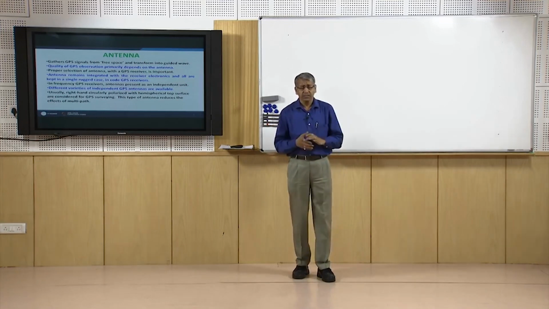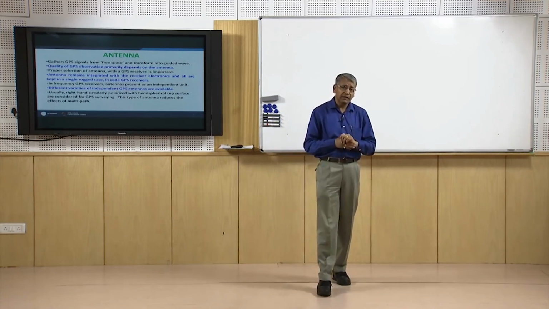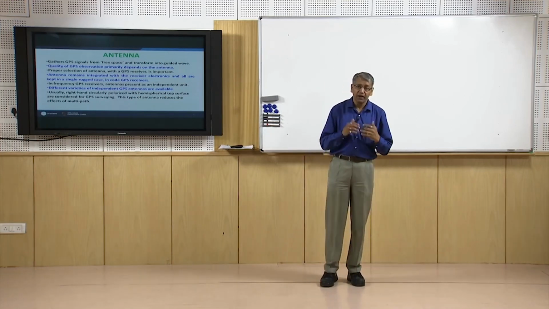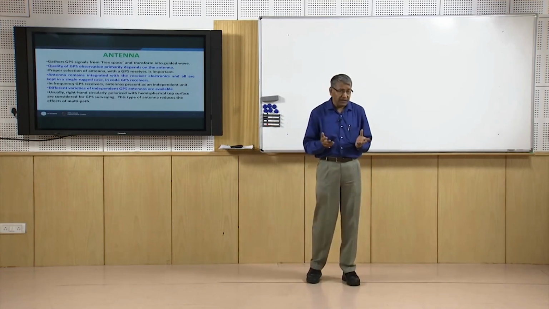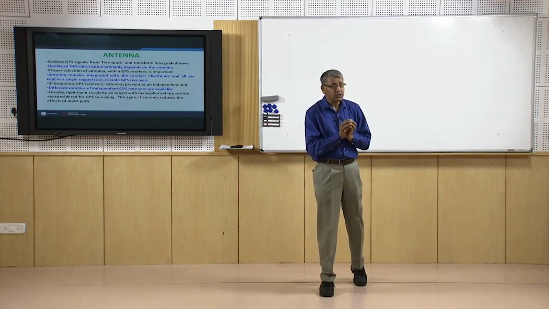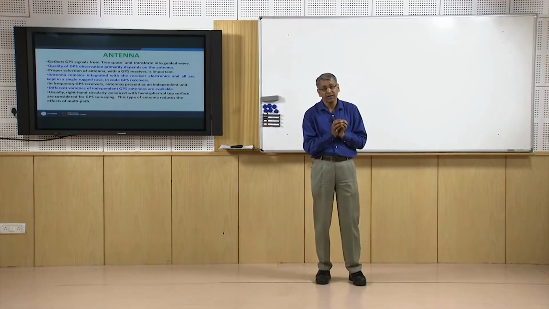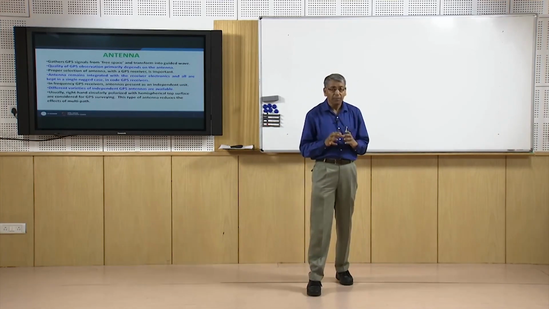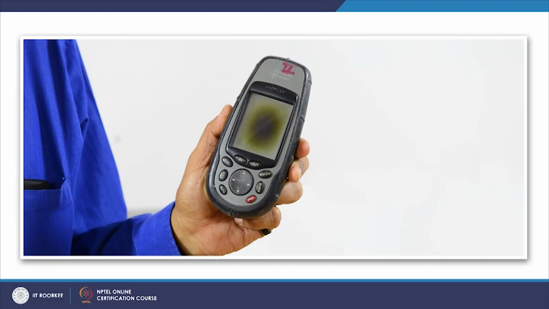Now this antenna is commercially available in different forms. It is available independently, that means we can have an antenna exclusively to be attached to a GPS receiver, or in some cases the GPS antenna is available along with the GPS receiver. Now let us take this case.